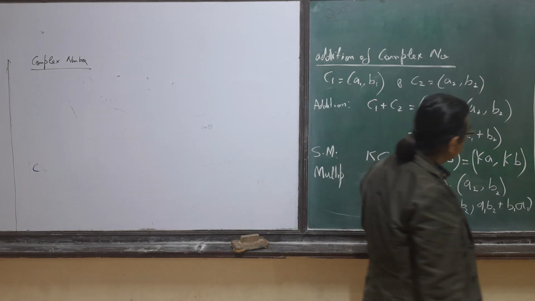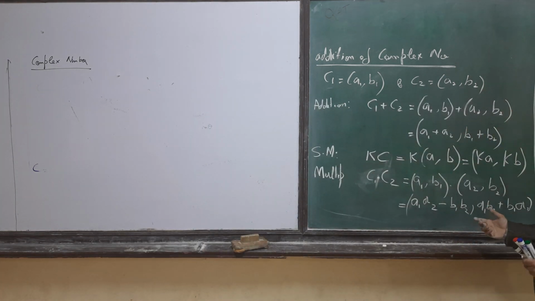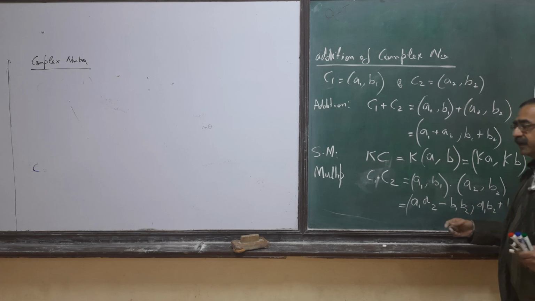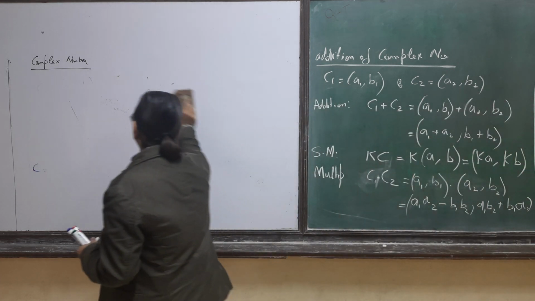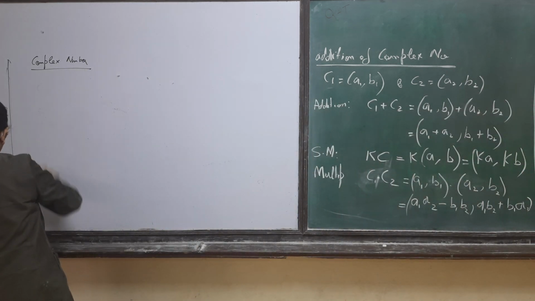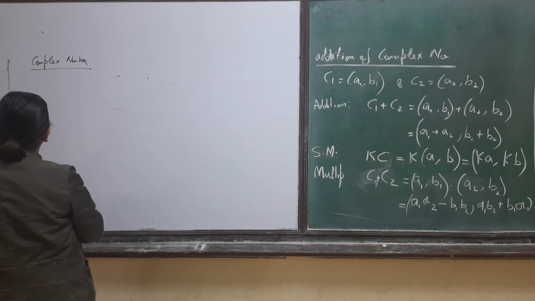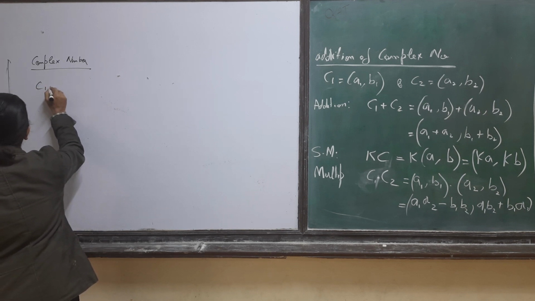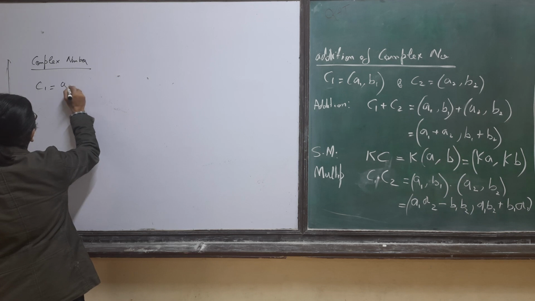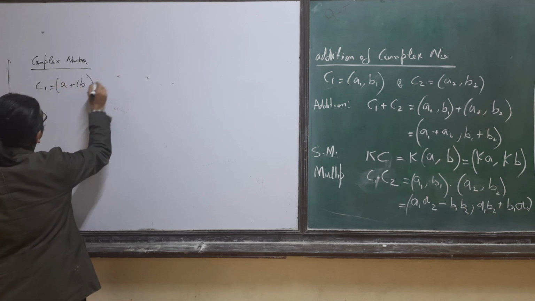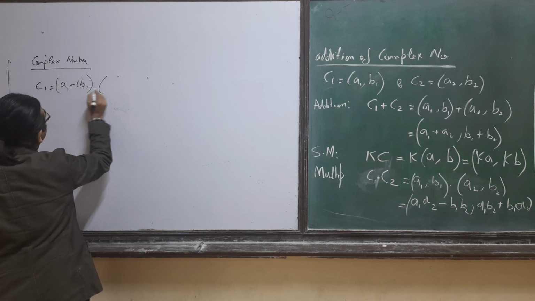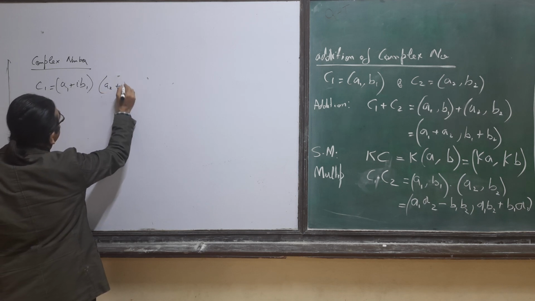And this is the rule of multiplication. You may check it by considering the conventional method. Take the complex numbers A1 plus iota B1 and A2 plus iota B2.